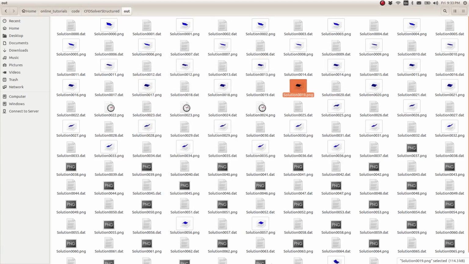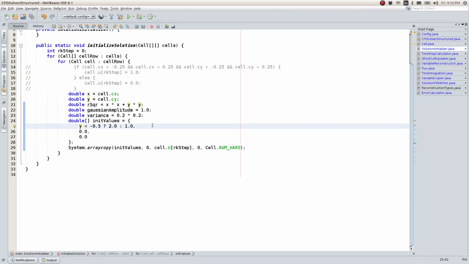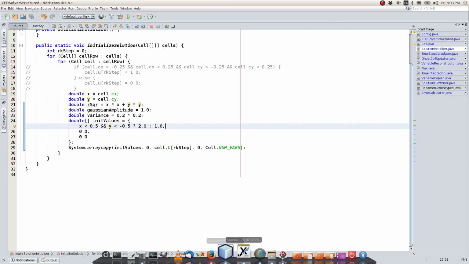Okay, so looks like the boundary conditions have been applied properly as expected. The last thing I would like to do is just put the dam at one particular corner and see what happens. So let us say if x is less than 0.5 and y is less than 0.5, then it's equal to 2, else it's equal to 1. So let us see what happens with this particular case.